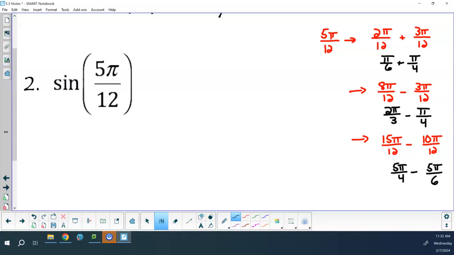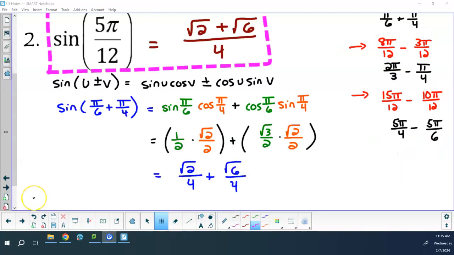All right. Using one of those combinations, find me the sine at 5 pi over 12. The sine at 5 pi over 12. Agree? Square root of 2 plus the square root of 6 all over 4. Yeah? No? Yeah.